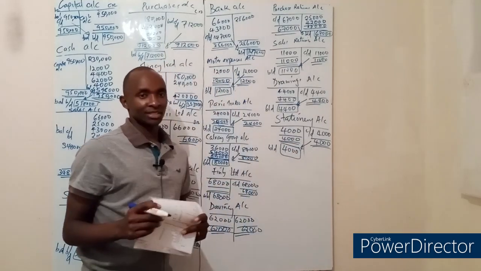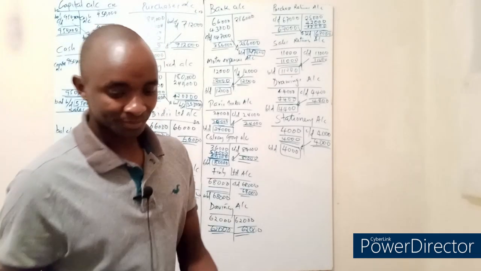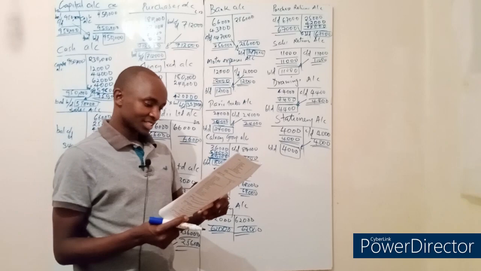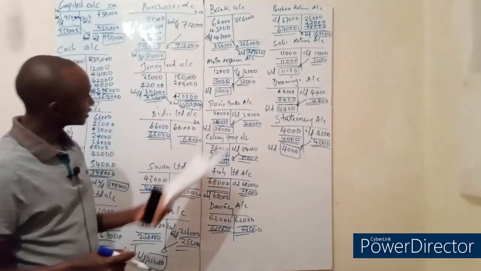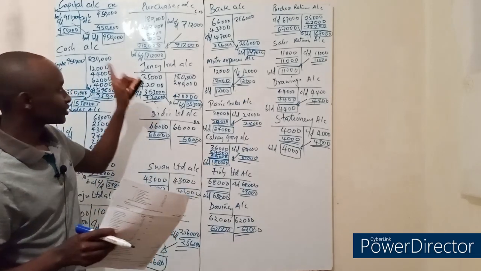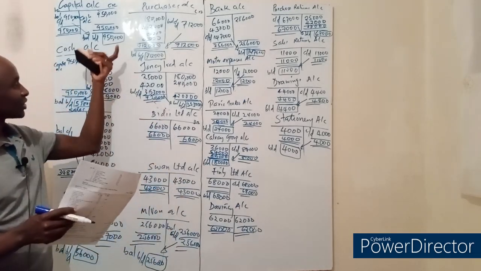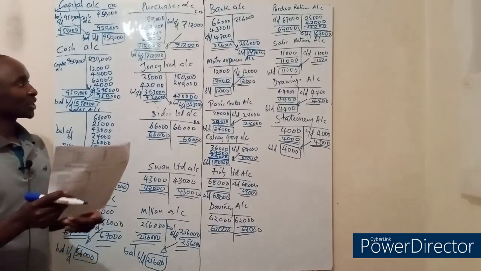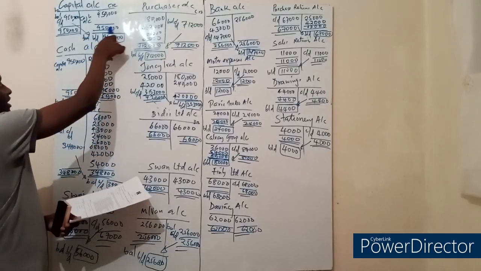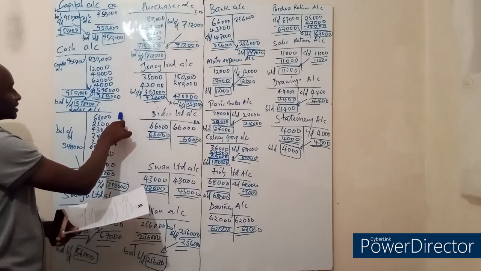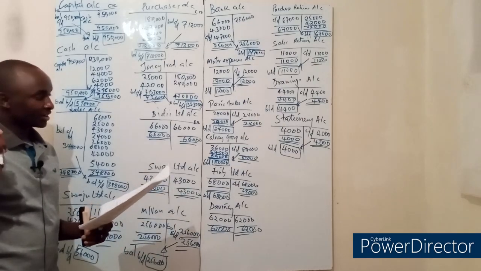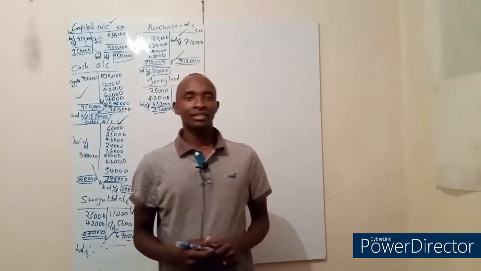So ladies and gentlemen, that is how to close the ledger accounts, right? I want to believe you've understood. This is how to close the ledger accounts. And then after closing all these ledger accounts, you now transfer the balances, the ones that have been circled here, all these balances, you take to the trial balance.